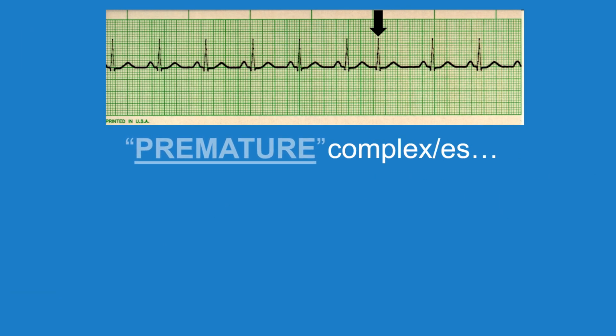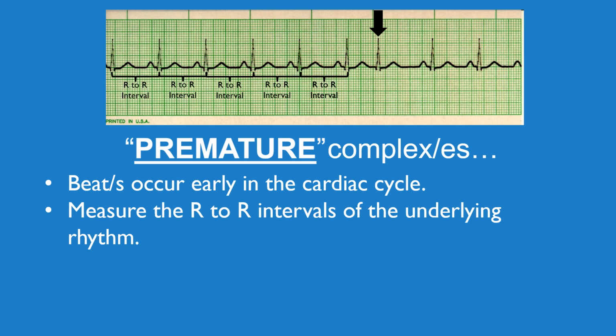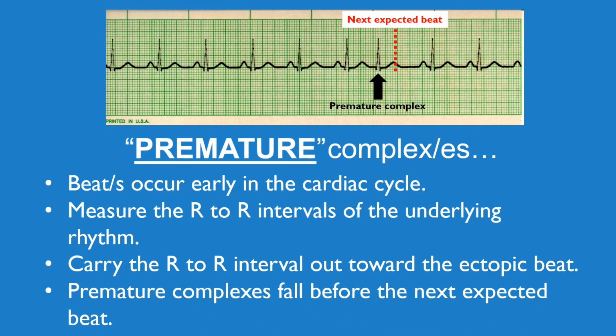So I want to talk about how we determine a rhythm or a beat is actually a premature complex. By definition, a premature complex is a beat that occurs early in the cardiac cycle. The way that we determine if it's coming early or late in the cardiac cycle is we want to measure the R to R intervals for our underlying rhythm. Once we have that R to R interval, then we can carry that interval across where the ectopic beat is. And if that beat occurs before the next expected beat, it's a premature beat. And if we look at our premature beat here, we know that it is coming before our next expected beat. So that's what makes this beat premature.